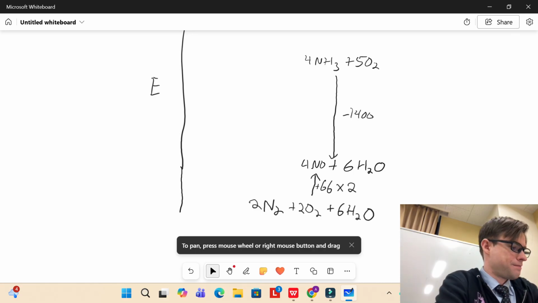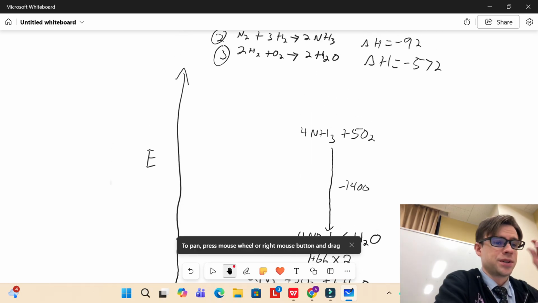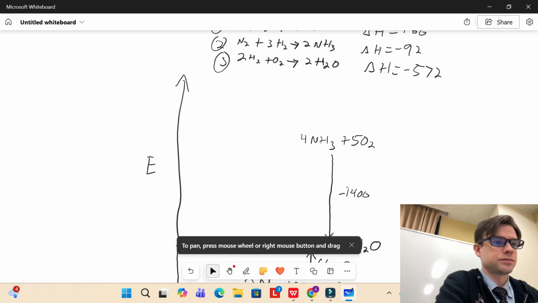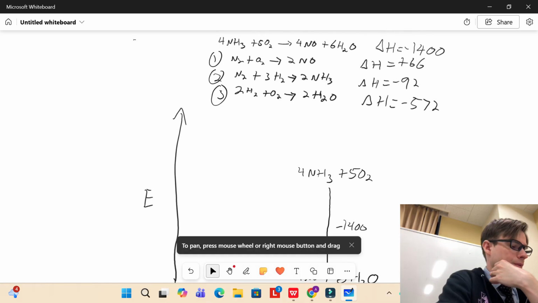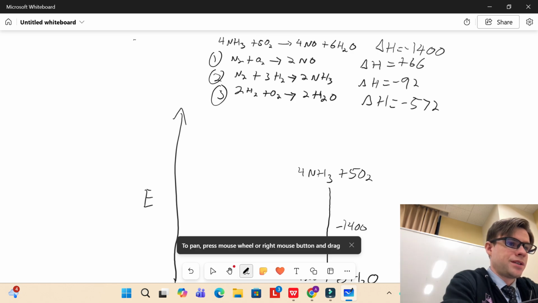Okay, now is there anything higher energy than 4NH3 plus 5O2? Well, yes, I do believe there is. What about N2 and O2 with just H2 gas?